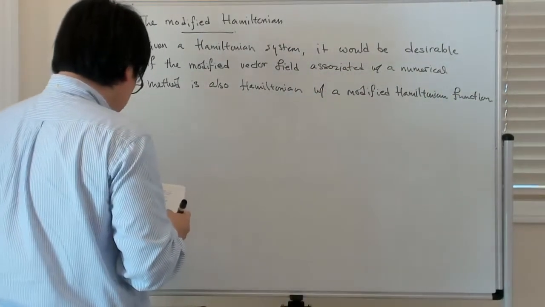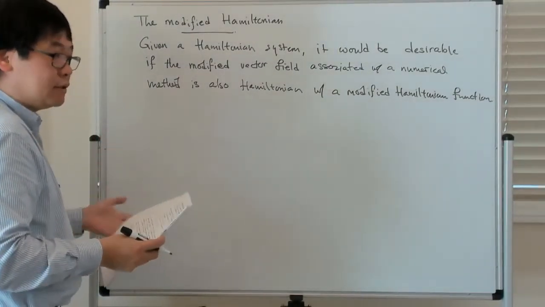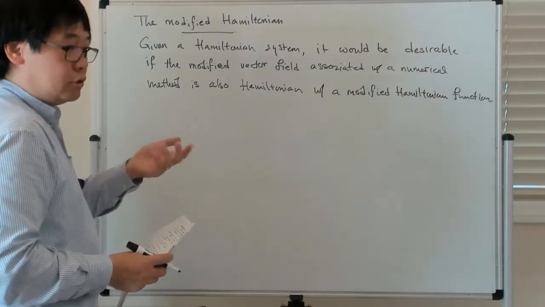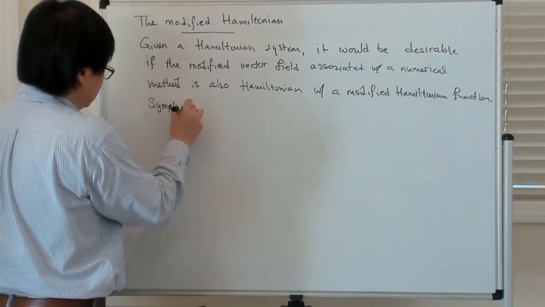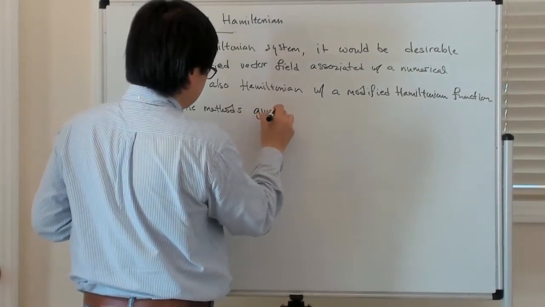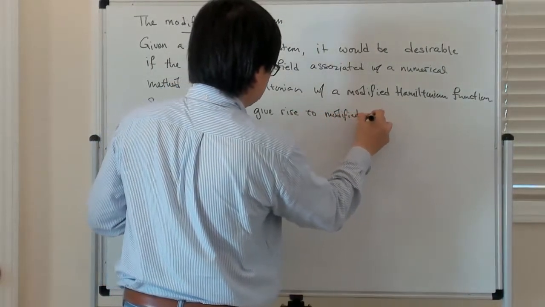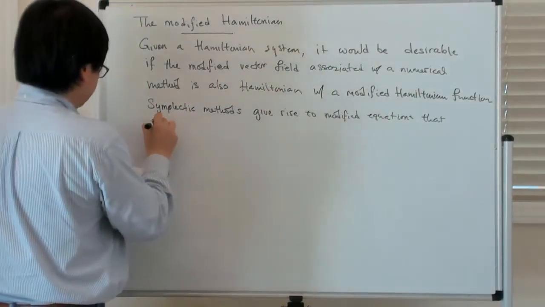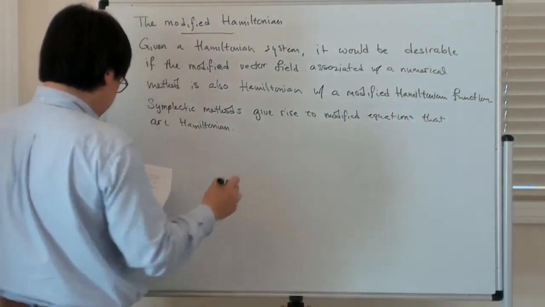Okay. So it turns out that when you apply symplectic integrators to a Hamiltonian system, the modified equation associated with the symplectic integrator is going to again be Hamiltonian. Okay, so symplectic methods give rise to modified equations that are Hamiltonian, with the following property.